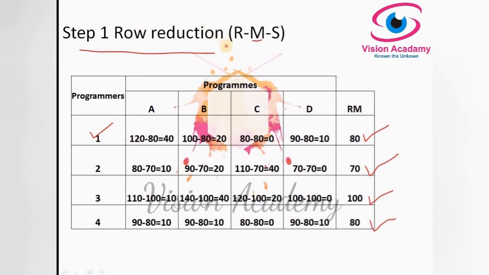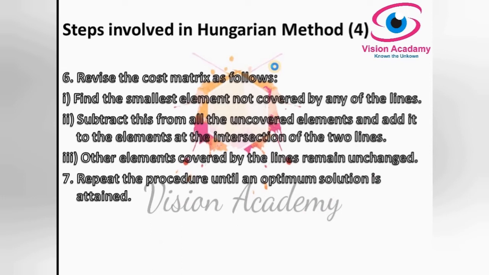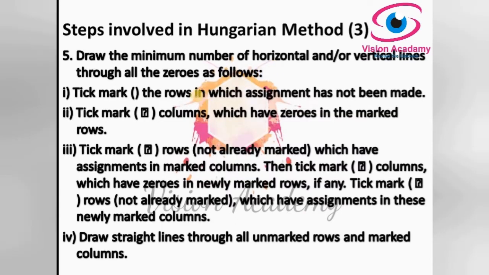In the row reduction, first you have to go through each row. Next, in the row, select the minimum value. So we identify the minimum value. After identifying the minimum value, subtract it from all the other values in the row.